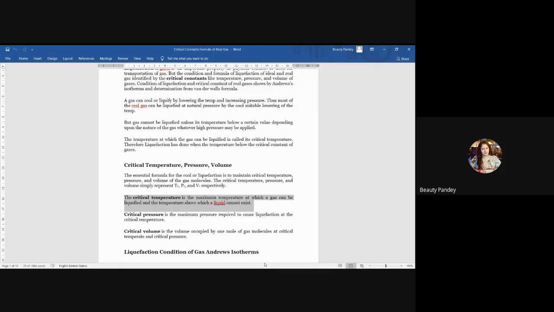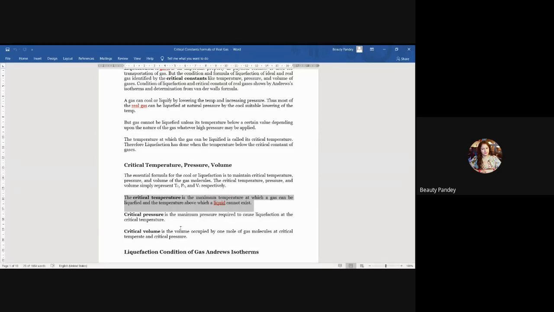A supercritical liquid. Similarly, critical pressure is the maximum pressure required to cause liquefaction at the critical temperature. That means critical pressure is the pressure that is necessary to be maintained at the critical temperature so that the gas can be liquefied. And similarly, critical volume is the volume occupied by 1 mole of a gas at critical temperature and critical pressure.